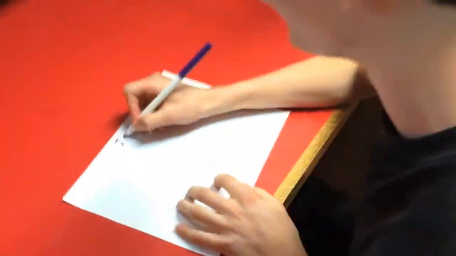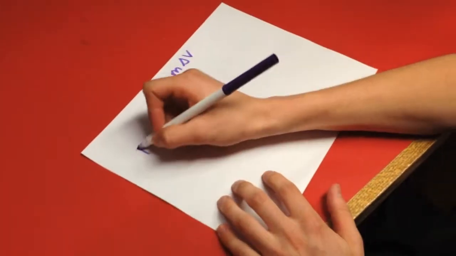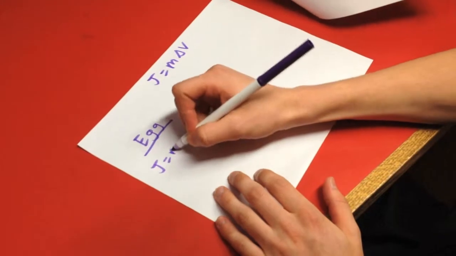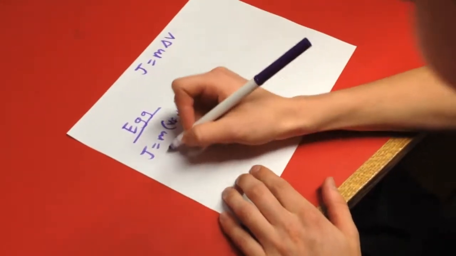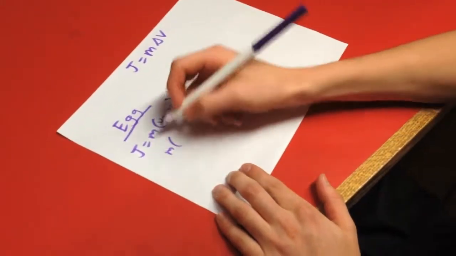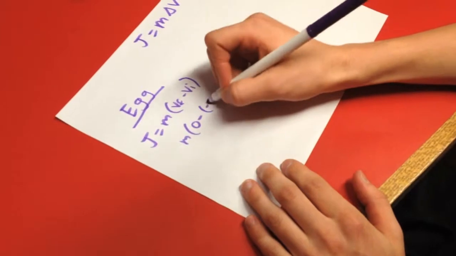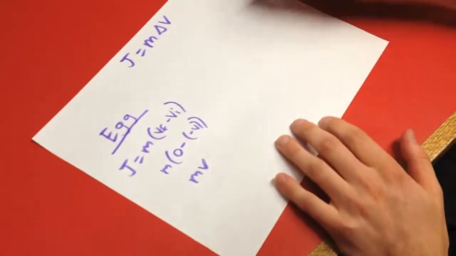Impulse is a change in momentum, which is m delta v. For the egg, impulse is m times v final minus v initial. But v final in this case is 0 because the egg went splat. So it's 0 minus negative v because it's going downward, which makes impulse mv for the egg.